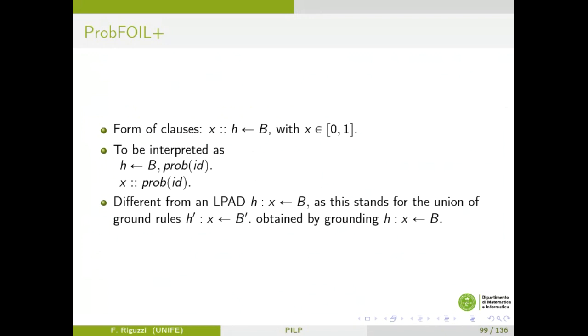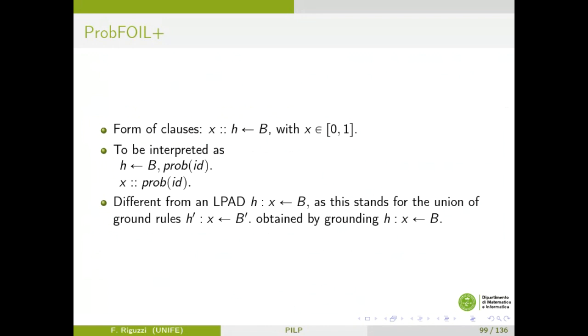ProbFoil learns clauses of this form: H :: X if B, with X a parameter in [0,1]. However, these clauses must be interpreted in this way: H if B and prob_ID, where prob_ID is a ground atom that is a probabilistic atom in ProbLog and is true with probability X. And the clause has this ground atom in the body.